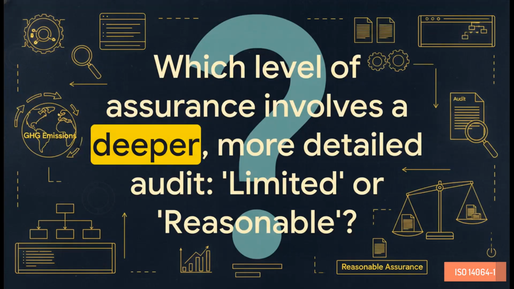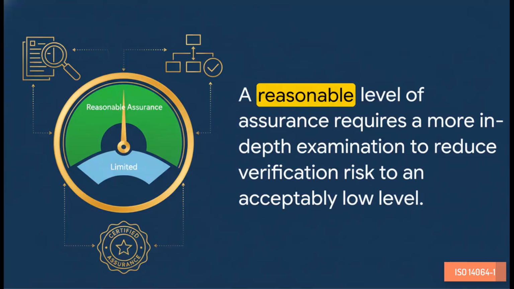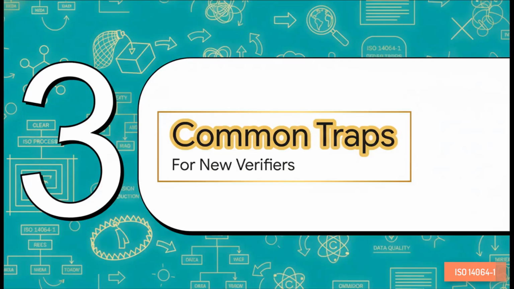Awesome job! Okay, next up. This one's about assurance levels. Which one involves a deeper, more detailed, more rigorous audit? Is it limited or is it reasonable? 5 seconds again. This is a really key distinction for a verifier. And the answer is reasonable. And this is such a great example of the difference in rigor. Reasonable assurance demands a much deeper dive into the evidence, all to get that verification risk down to an acceptably low level. It just gives you a way higher degree of confidence. Fantastic work on that quiz.